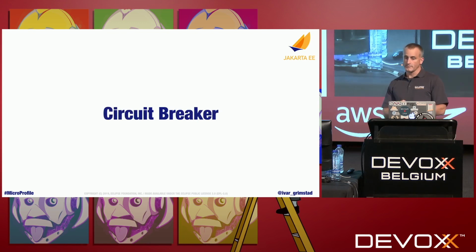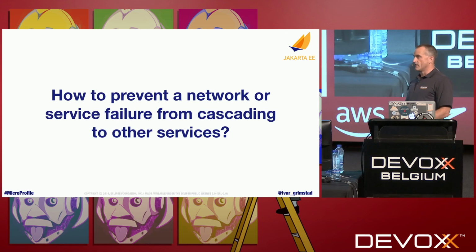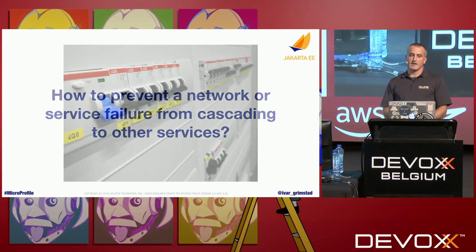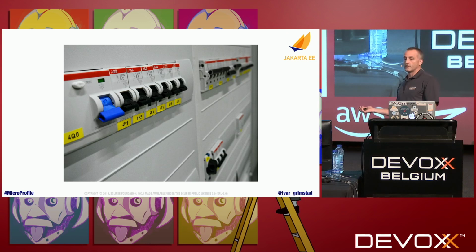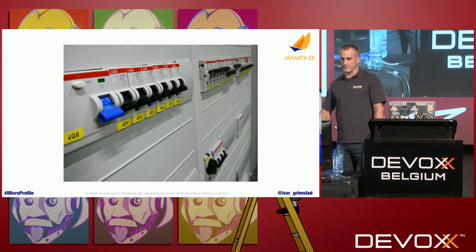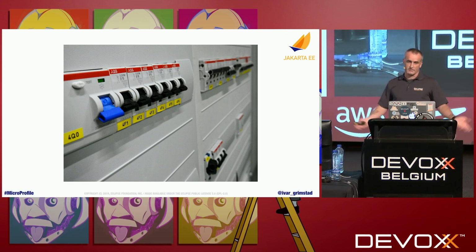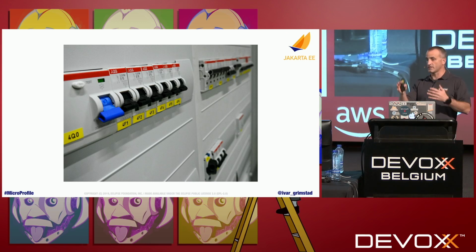So the circuit breaker. The circuit breaker problem statement is how to prevent a network or service failure from cascading to other services. And you know circuit breakers from your home, that if you run your dishwasher, washing machine, microwave oven and want to make an espresso, then probably the circuit goes if you've wired it wrongly in your kitchen. And that is to prevent your house from burning down. So the concept applies also to microservices. If one service is going down somewhere, you don't want the other services to go down as well. You just want your application and the end user experience to be there.